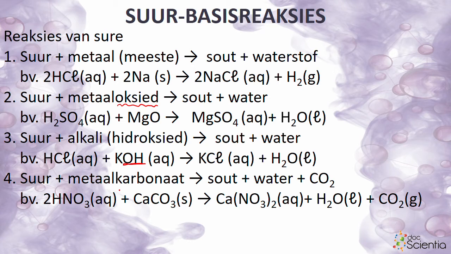And then when it's a metal carbonate, remember carbonate is CO3 2 minus. So dan het hy daai koolstof wat ook na een van die produkte toe moet gaan. Dis hoekom hy dan koolstofdioksied vorm.